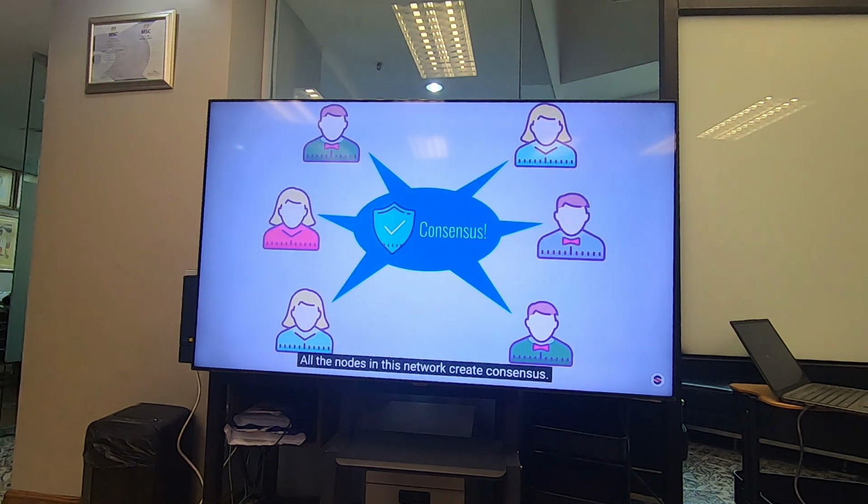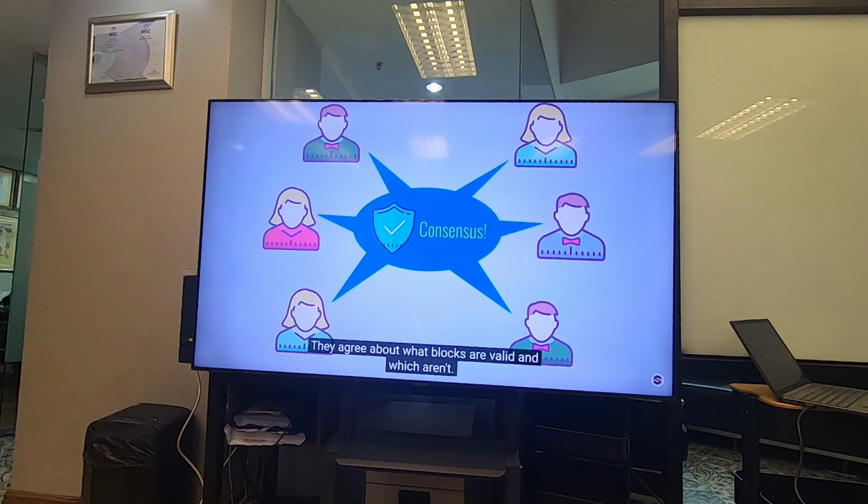All the nodes in this network create consensus. They agree about what blocks are valid and which aren't. Blocks that are tampered with will be rejected by other nodes in the network. So to successfully tamper with a blockchain, you'll need to tamper with all the blocks on the chain, redo the proof of work for each block, and take control of more than 50% of the peer-to-peer network. Only then will your tampered block become accepted by everyone else. So this is almost impossible to do.